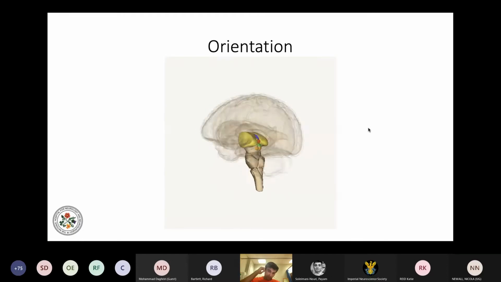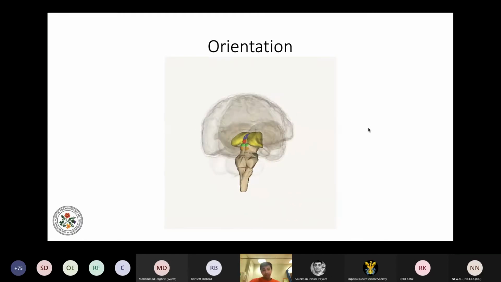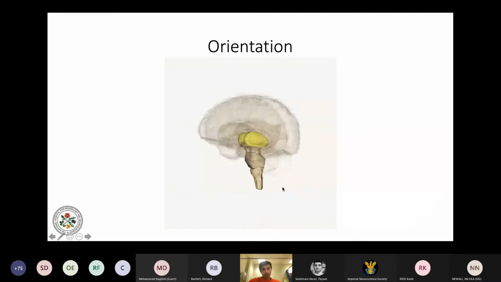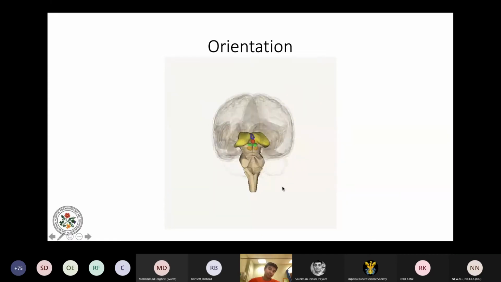So again, just having a look at this picture in 3D, where the thalamus is, and so we can get a clearer picture of its relations to other structures.